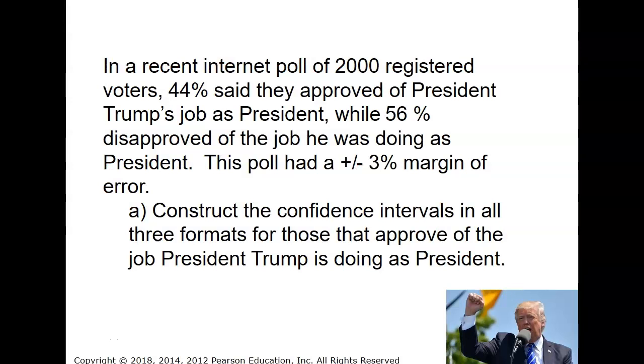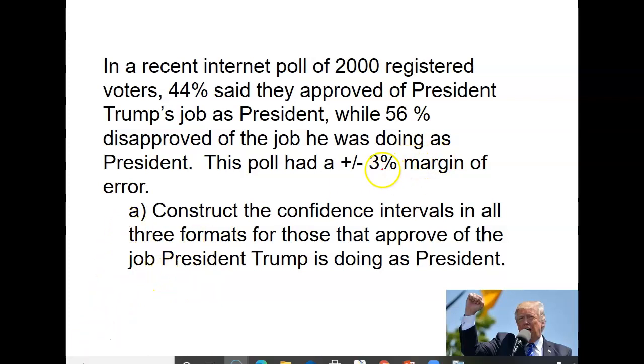Okay, so here's one. In a recent internet poll of 2,000 registered voters, 44% said that they approved of President Trump's job as president, while 56% disapproved of the job he was doing as president. This poll has a plus or minus 3% margin of error. So I'm asking for you to pause the video here and construct the confidence intervals in all three formats for those that approve of the job President Trump is doing as president.